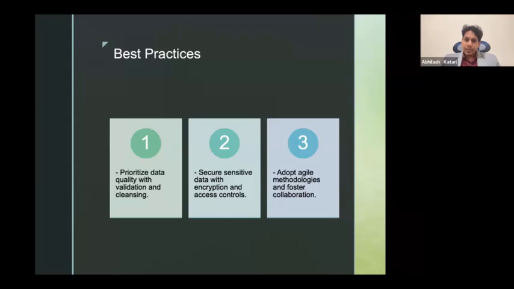And third thing is, to achieve all this, we follow the agile methodology, and also the collaboration between all the teams. So these are the three things which mainly are the best practices that we followed in the banking operations.